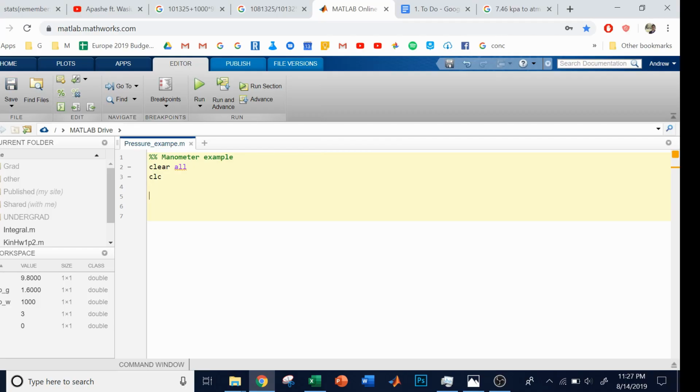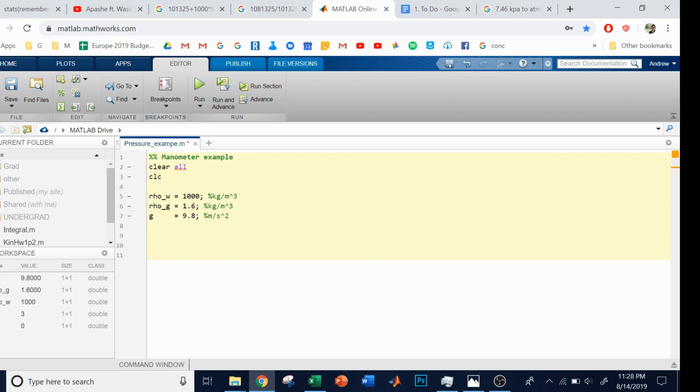Alright, so now we're in Matlab. We're going to try to solve this manometer problem using some clever tricks. So I'm going to start by defining the variables for rho of the water. It's going to be 1,000 kilograms per meter cubed. I'm going to start by saying the rho of the gas is going to be 1.6 kilograms per meter cubed. And then the gravitational constant is going to be 9.8 meters per second squared. And what else do we have? I think we're good to begin.